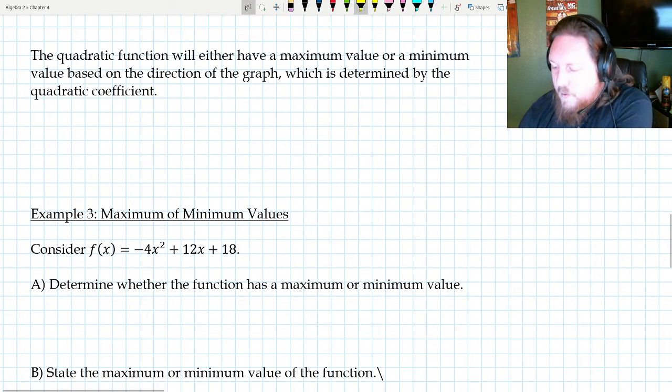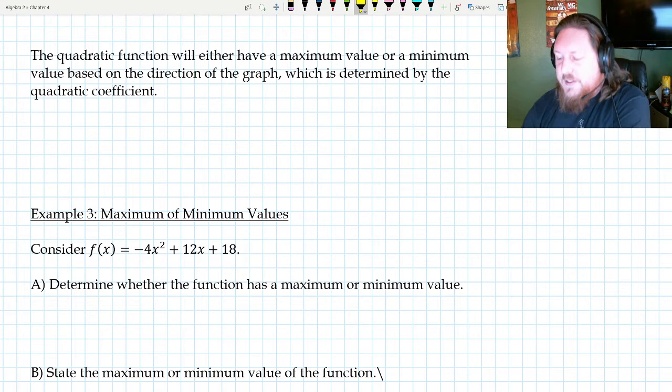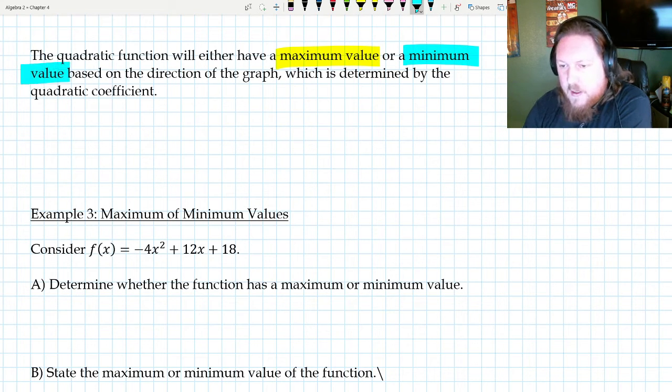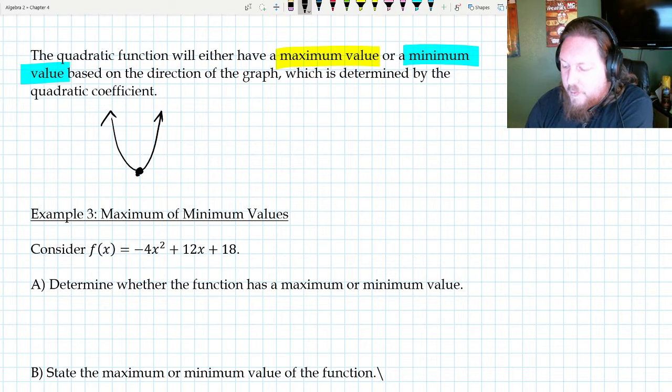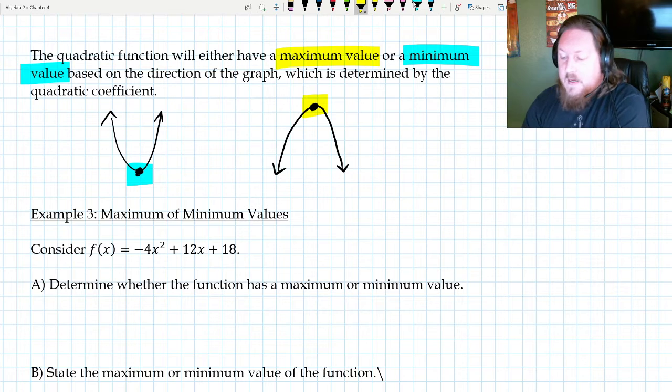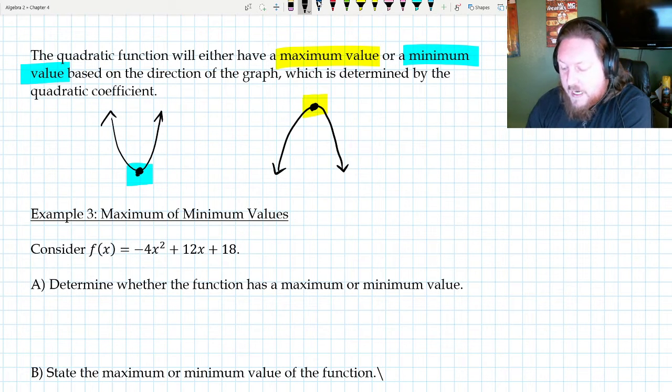Now, one of the important things about a quadratic function is that it will have a maximum value or a minimum value. And it's all based on the direction of the graph. For example, if the graph opens up, there is a very low point there, and that is a minimum value. If the graph opens down, at the vertex there, we have ourselves a maximum value. And each of these things can be determined very easily by looking at the quadratic coefficient, or a.